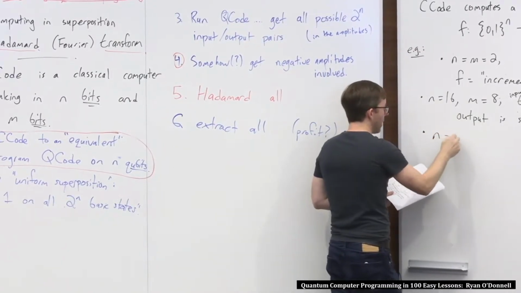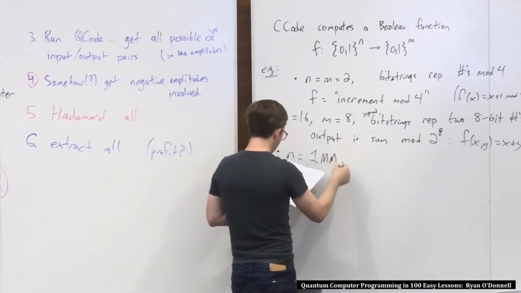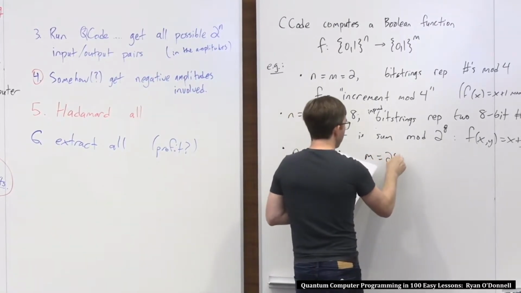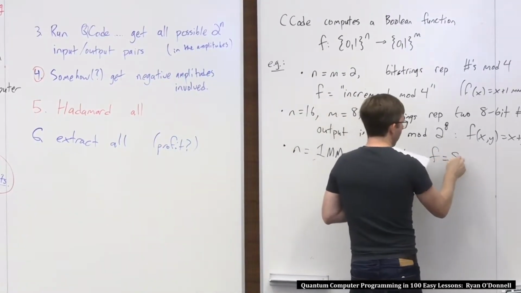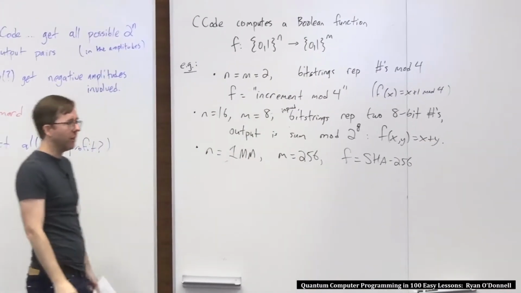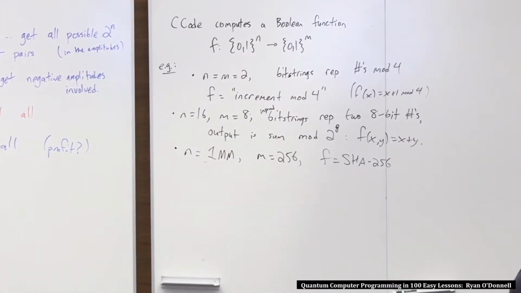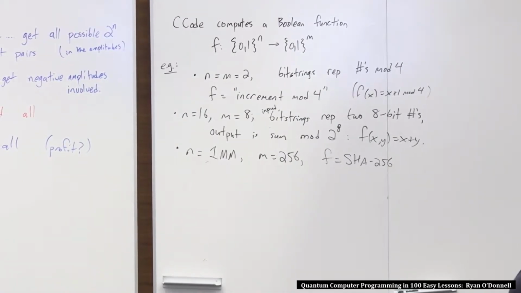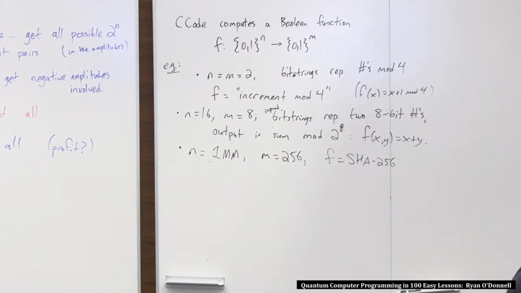Again, here's some more examples. N is like 1 million, and M is 256, and F is like SHA-256. This is a popular cryptographic hash function that takes in, well, strings of any length, but let's say 1 million bits, and always outputs 256-bit strings, and it does it in some funky way.